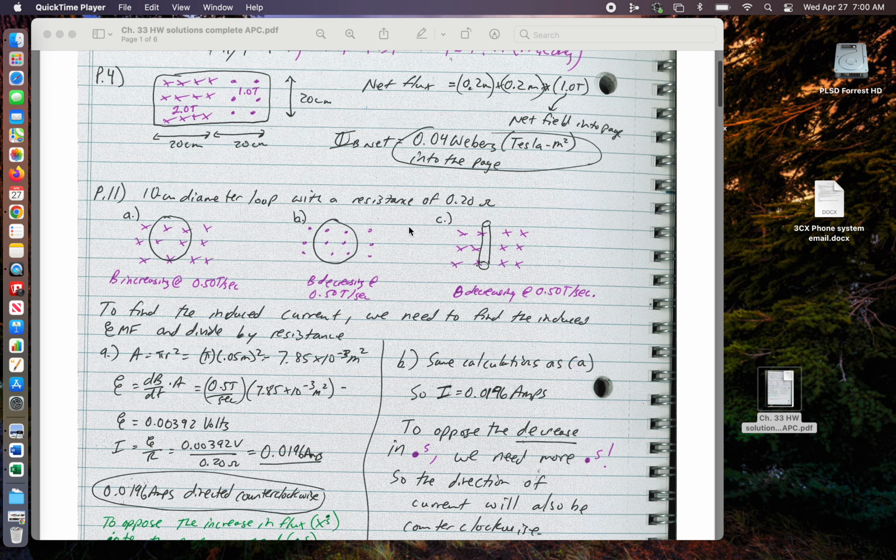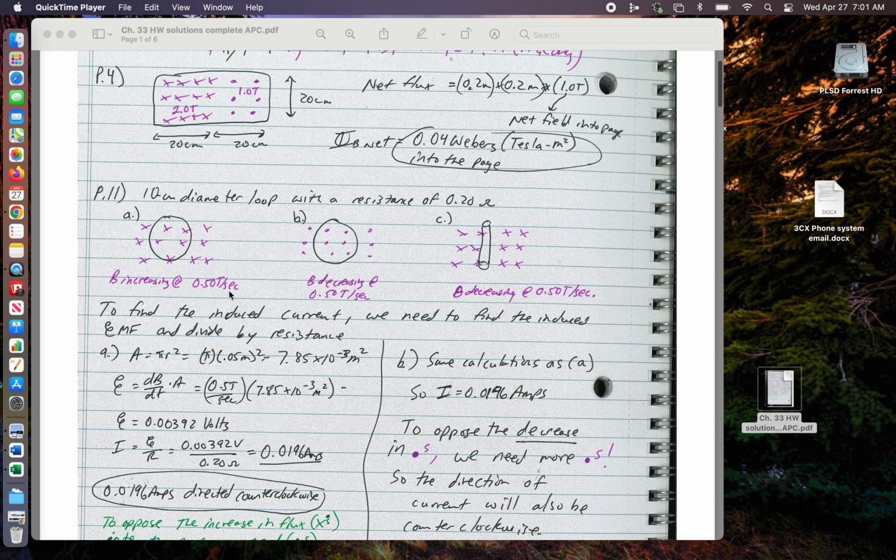It says 10 centimeter diameter loop, resistance of 0.2 ohms, and you're asked to find the induced current. In order to do that, we need to find the induced EMF and then divide by the resistance. For each of these, the field strength was changing at 0.5 Tesla per second. It just depends on whether it's increasing or decreasing. C is the easiest one because the field is going into the page, but the area of the coil is perpendicular to the page. So that essentially has no effect. Whether the field strength is changing or not, the flux is not changing because it's continually zero.